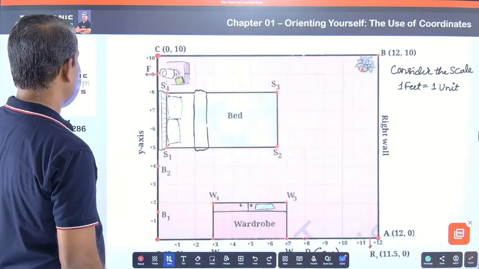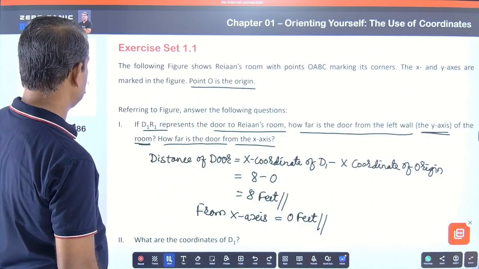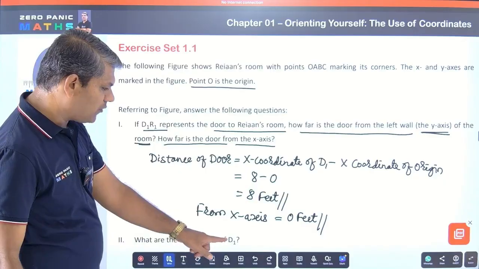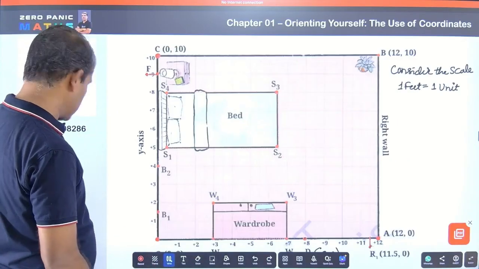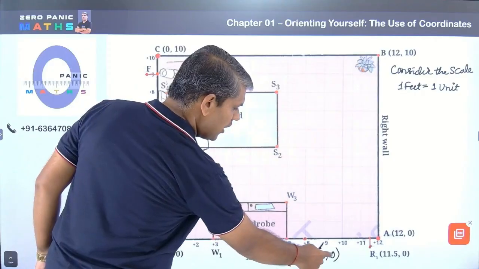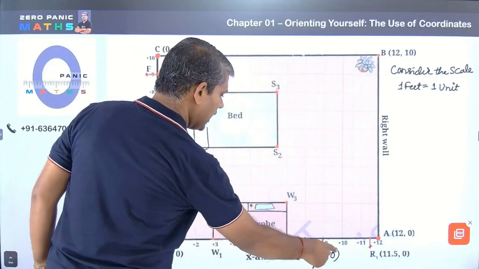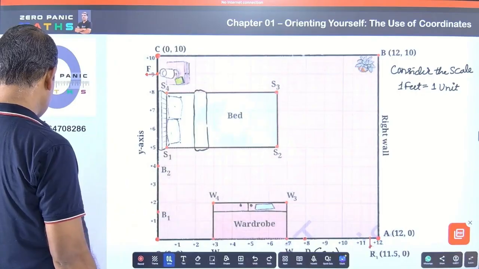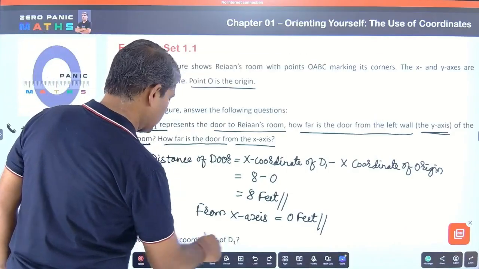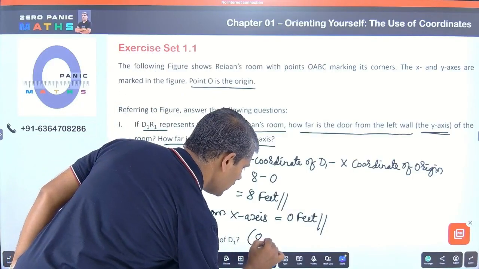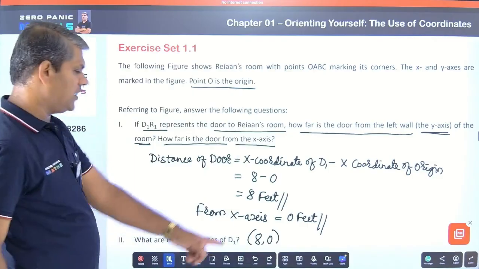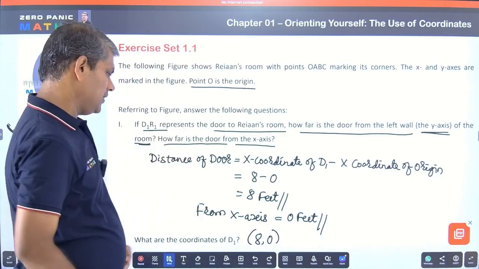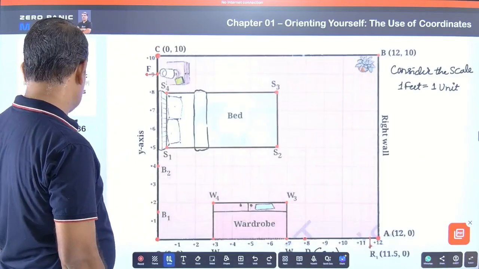Next question. Okay, what is the second question? Oh, sorry, I've left one more question here. What are the coordinates of d1? We have already represented it. It is x coordinate 8 and 0 is the y coordinate. So the second question, the coordinate value for d1 is 8, 0. 8 for x-axis and 0 for y-axis. That's all.